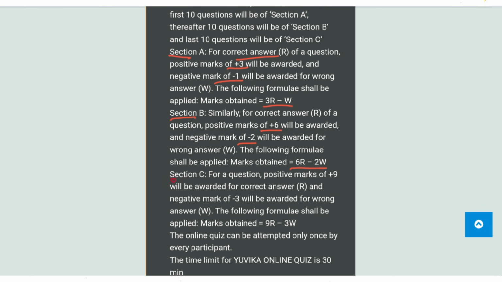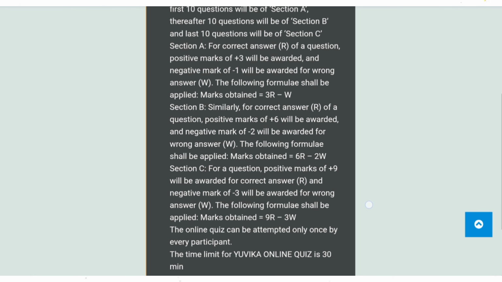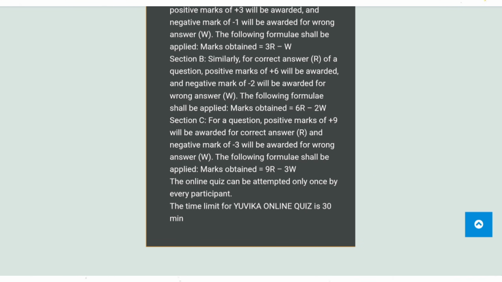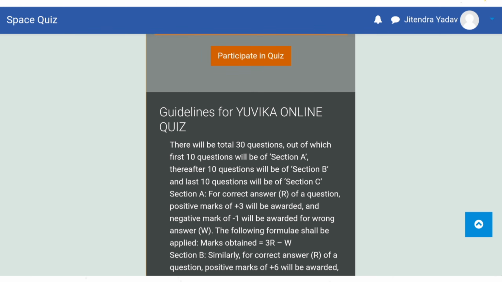For section C, for a right answer you are going to get plus 9 marks, and for a wrong answer you are going to get minus 3 marks. So the total marks formula will be 9R minus 3W. Remember, every participant will get only one time to attempt this quiz, and the total time is 30 minutes. So now let's click on participate quiz to participate here.